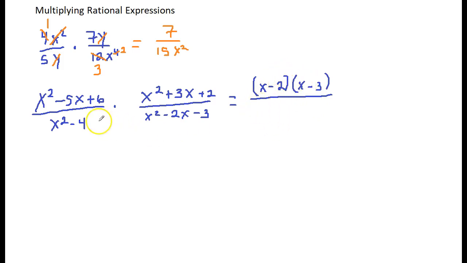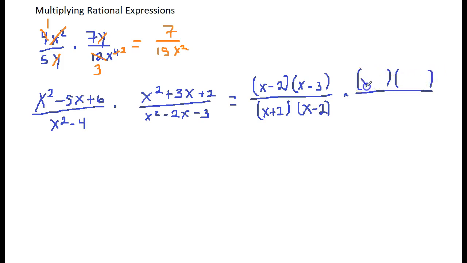Now the denominator, we have a difference of two squares. Perfect square minus a perfect square. It factors like this. I have an x plus 2 and an x minus 2. It's square root of the first term, square root of the second term, and then 1 plus and 1 minus. Times the second fraction. All right, 2 sets of parentheses.